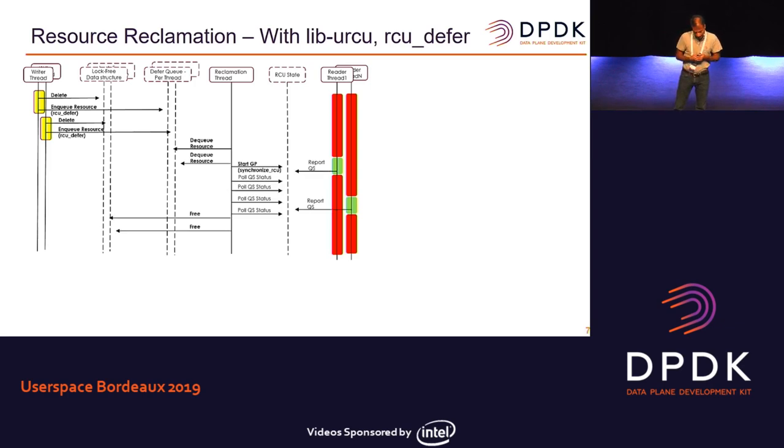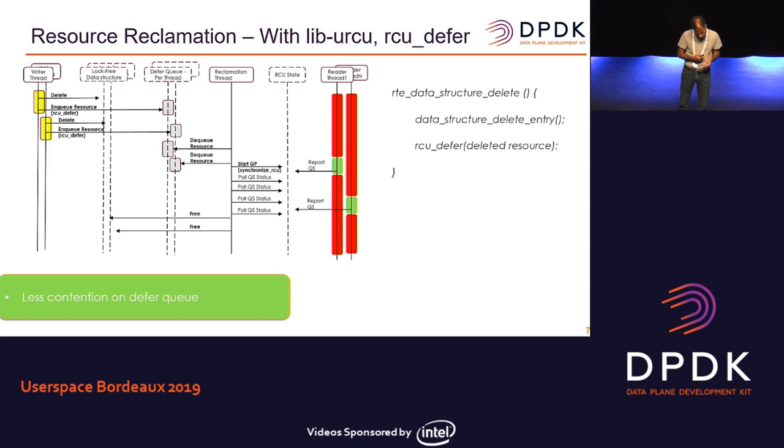The reclamation thread wakes up, I think, every 100 milliseconds in this case, and it dequeues all the entries from all the defer queues and starts the grace period. And once all the readers report the quiescent state status, it goes ahead and frees up all the resources. So you still have all the advantages that we saw in call RCU here. Yes, that's how it looks.